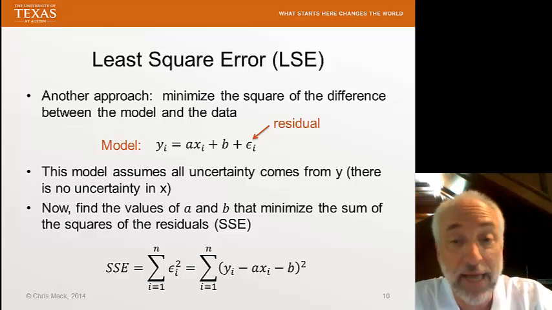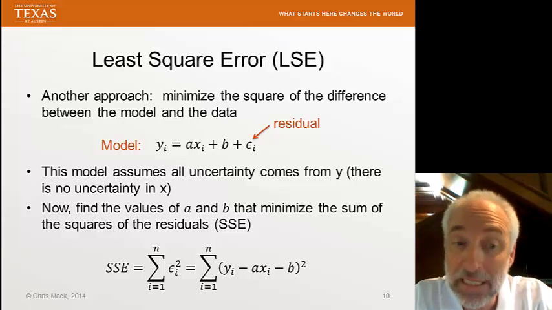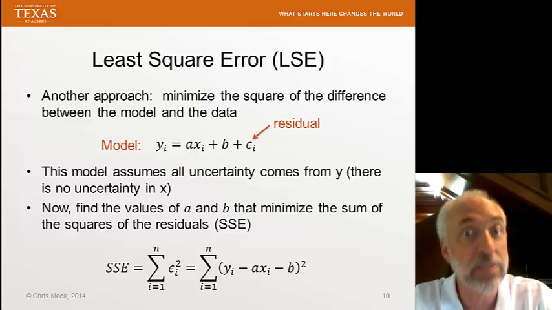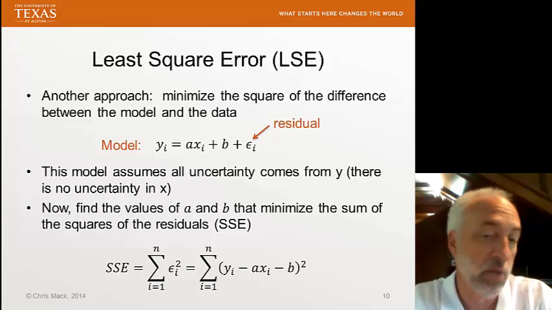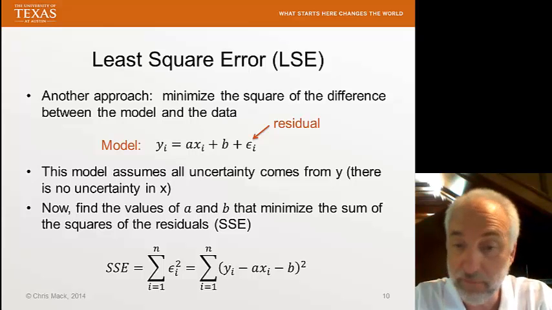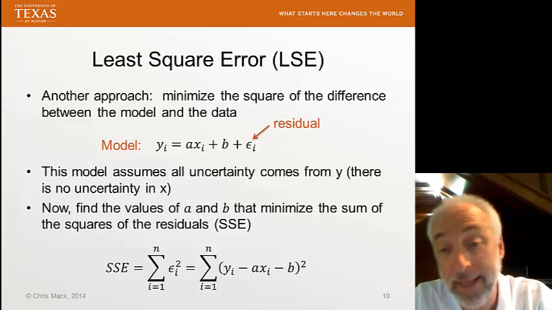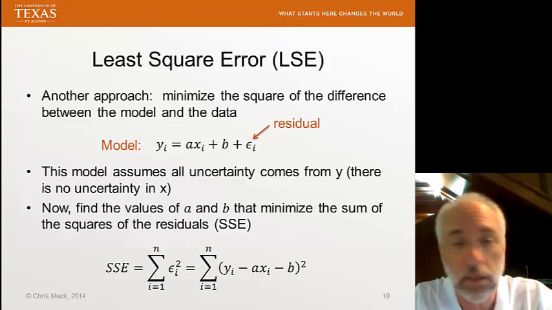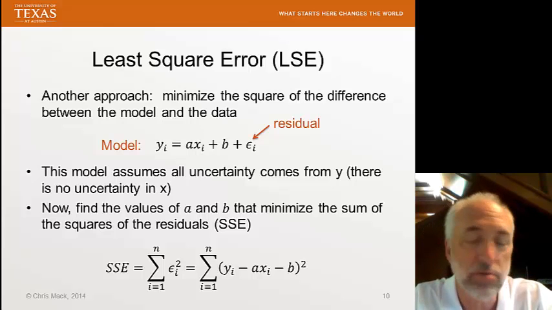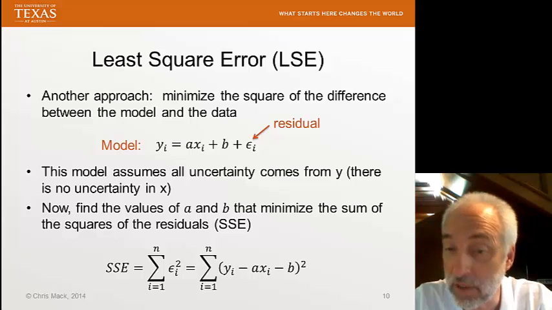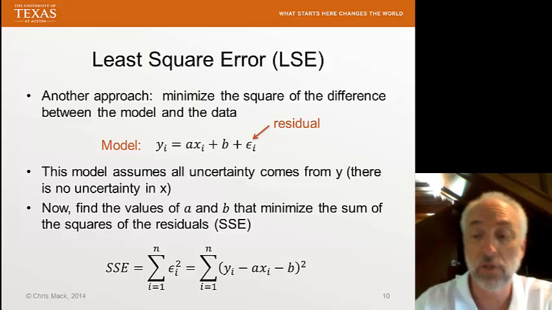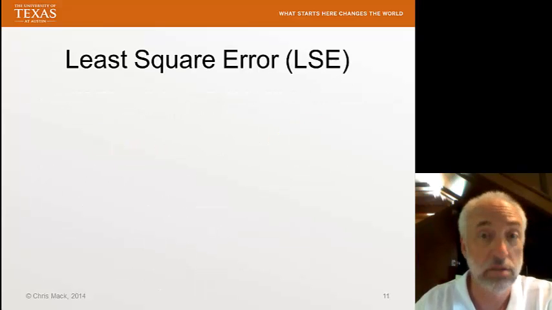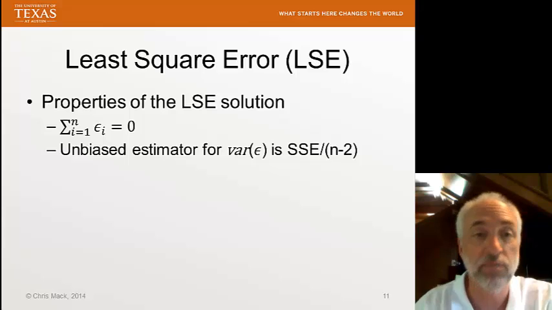Now, what values of a and b minimize the sum of squares? Well, that gives us the least square error. So I take this equation, I take the derivative with respect to a, and set it equal to 0. I do the same thing. I take the derivative with respect to b and set that equal to 0. I solve for a, I solve for b in those two equations. The result is our least square estimate for a and b.